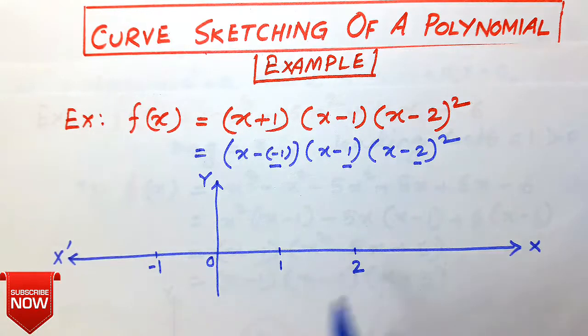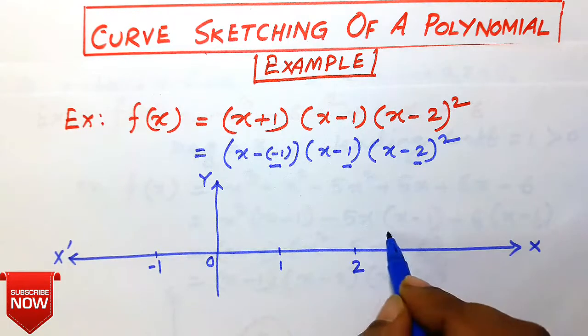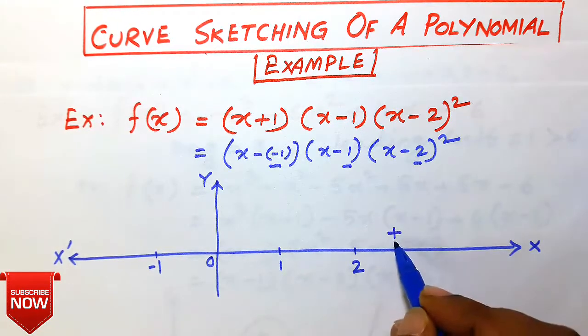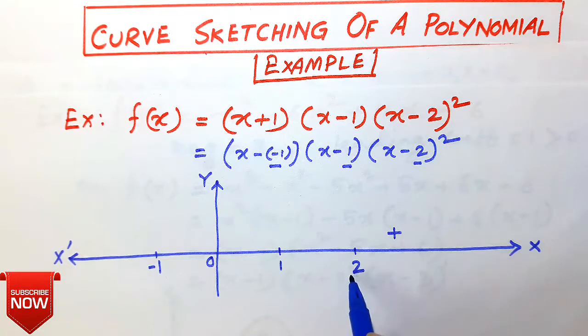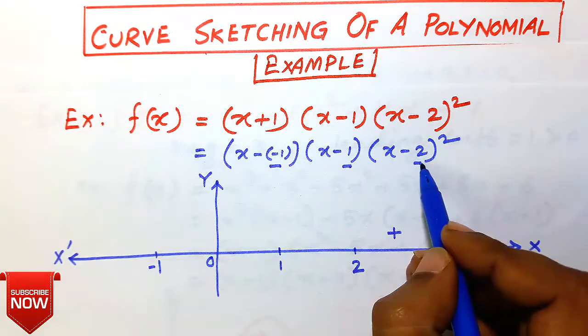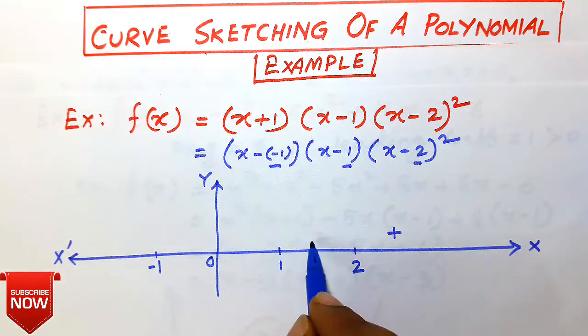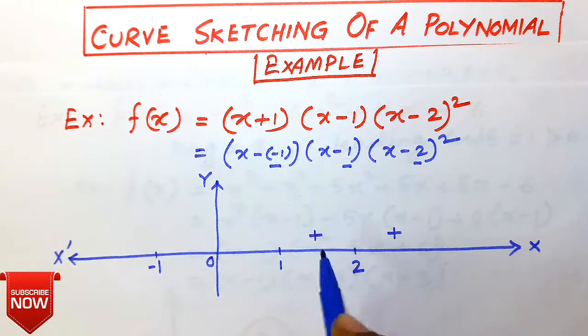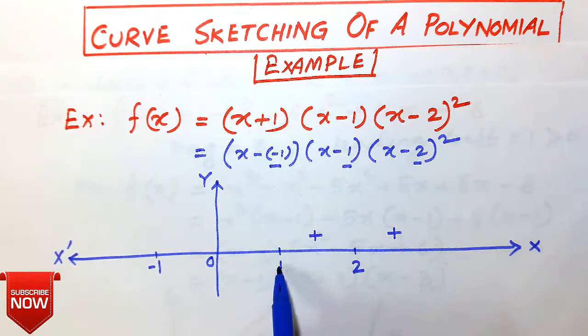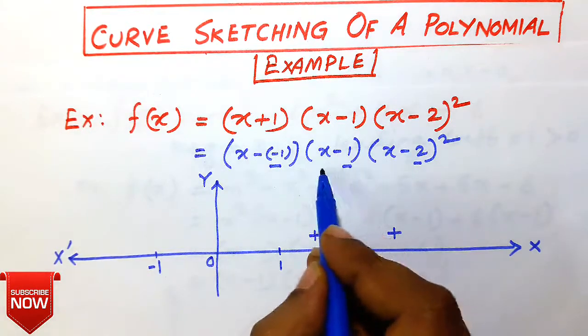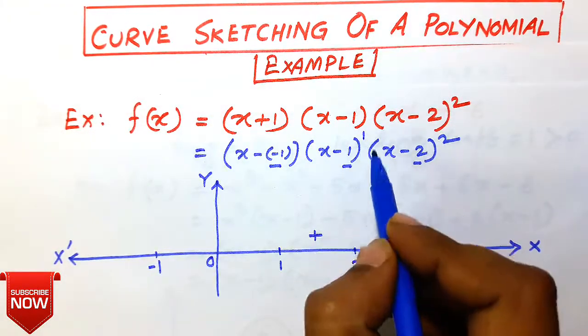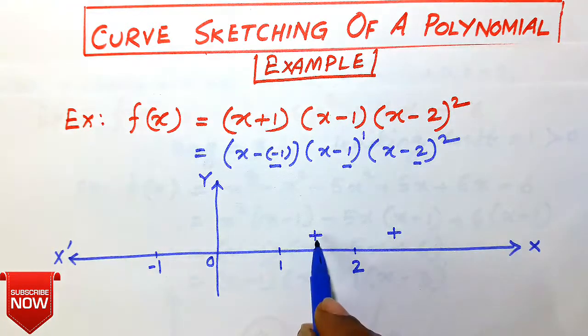Now friends, on the extremities, that is on the right side of 2, you have to put a plus sign. Okay, we have put here a plus sign. The critical point is 2. Factor is x minus 2. Its power is 2. 2 is an even number. For this, we shall have no sign change. So this is a plus sign. Next is critical point 1. Factor is x minus 1. Its power is 1. 1 is an odd number. For this, we have to change the sign. Previous one was plus sign. Now we have to put a minus sign.